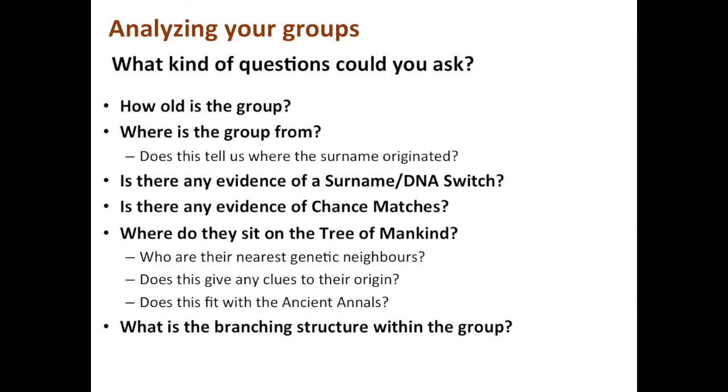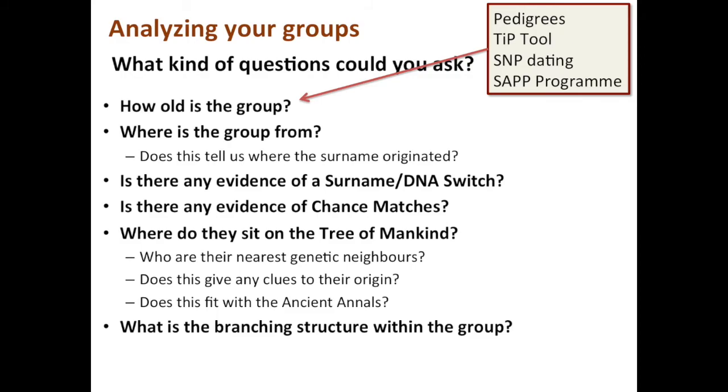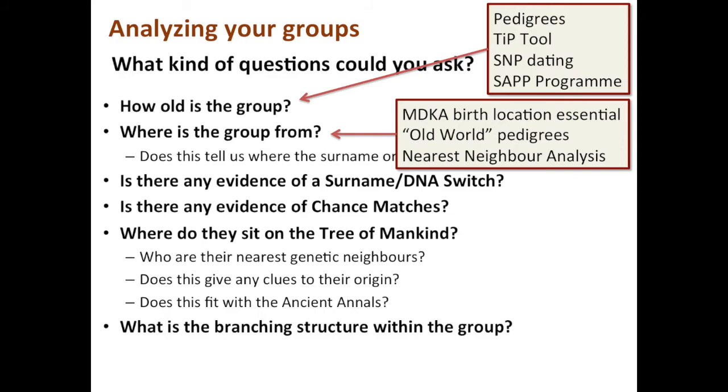We are not going to talk about this today, but the kind of questions you could ask is, how old is the group? Well, you could do that either by pedigrees, by looking at the TIP tool, by looking at SNP dating, or looking at Dave Vance's SAP program that we went through yesterday. Or where is the group from? The essential piece of information that is frequently missing is the birth location of the MDKA. Project members do not put that in, and it is the single most important piece of information to help you clarify where that genetic group originated.